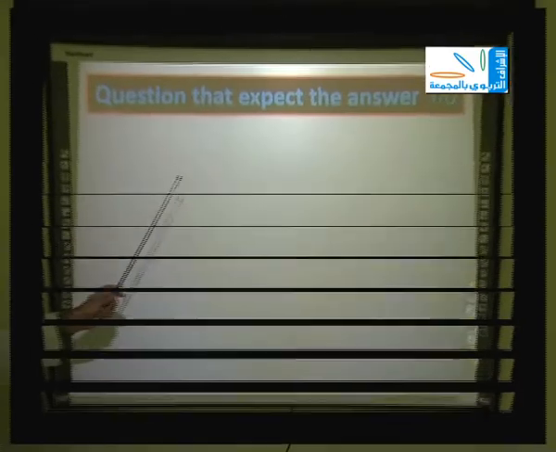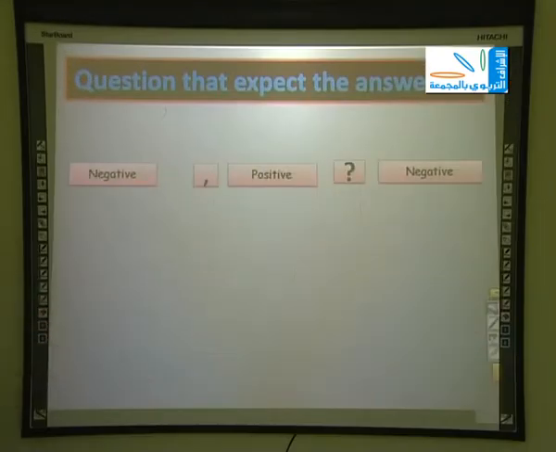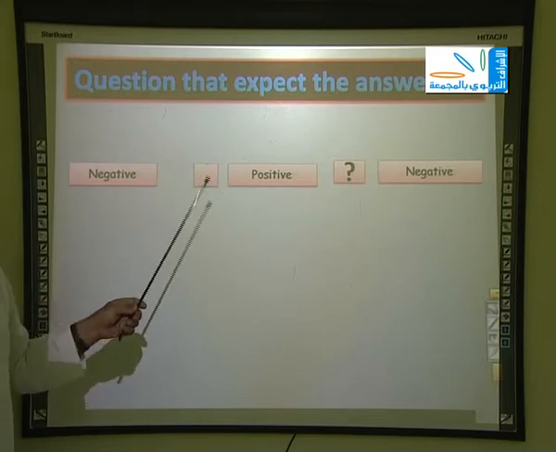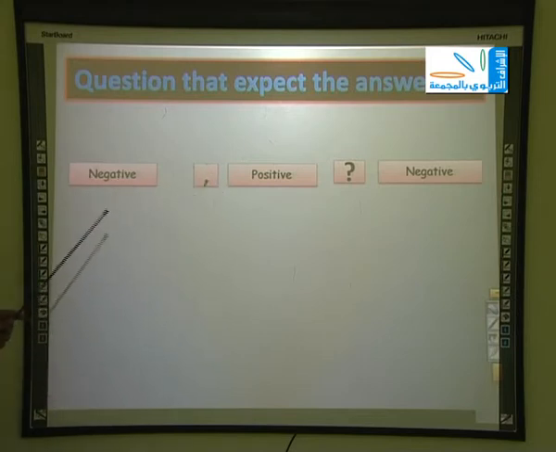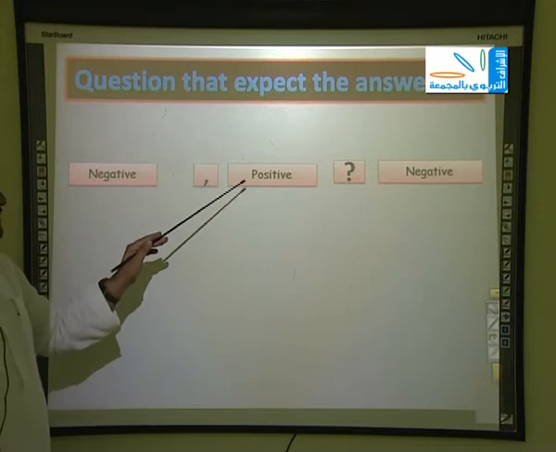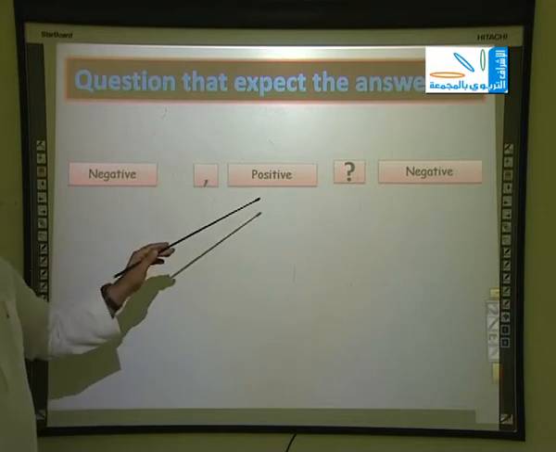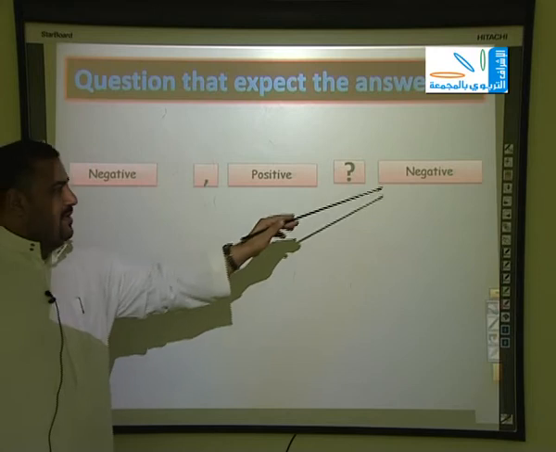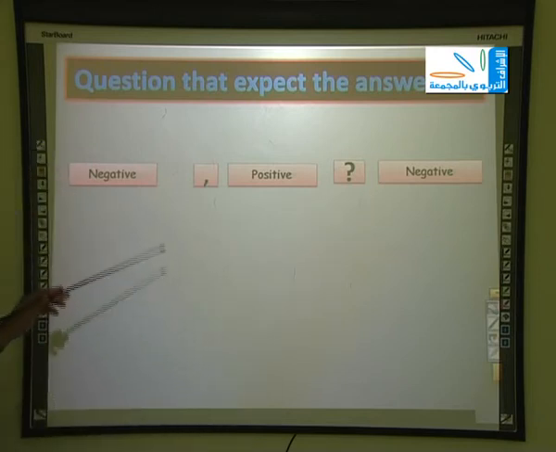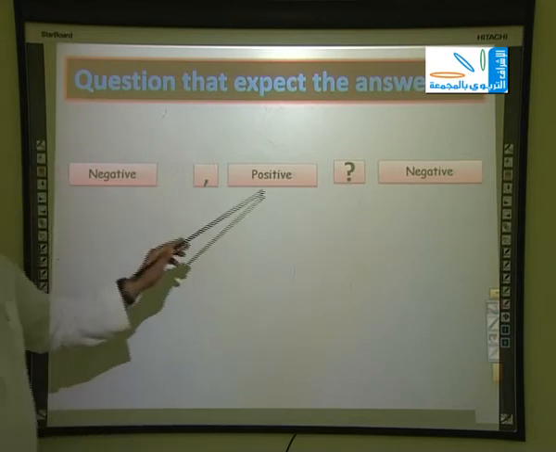After that, we are going to move to the second part of the lesson, questions that expect the answer no. That's to say what we call tag questions. As we see, if the first part, the sentence, is negative, the tag question will be positive, and the answer will be negative. In other words: negative, positive, negative.